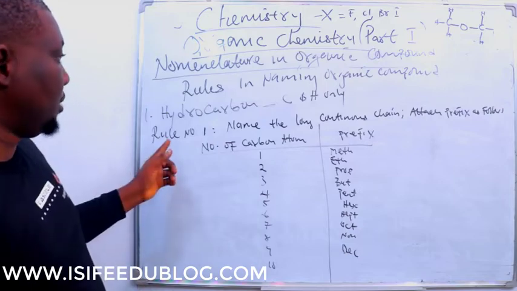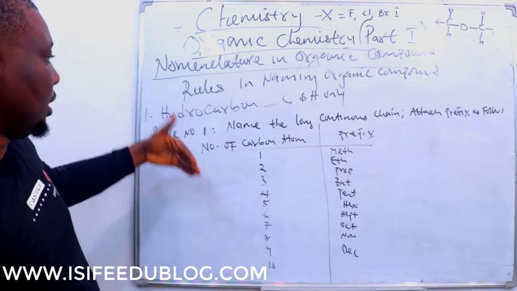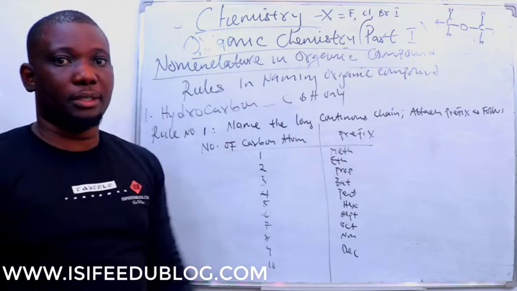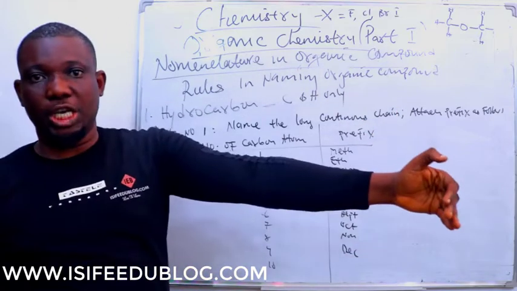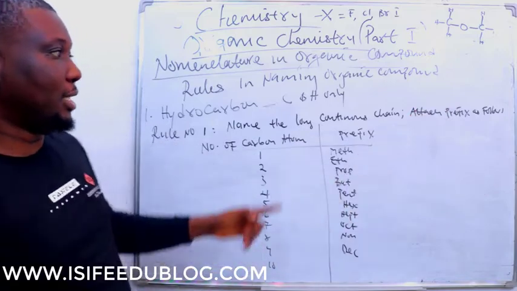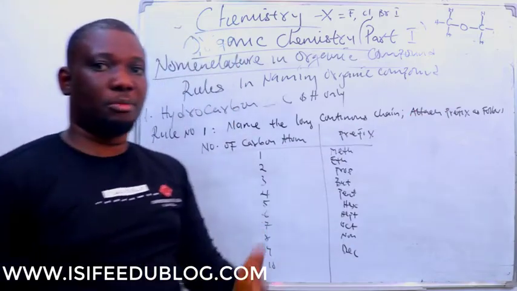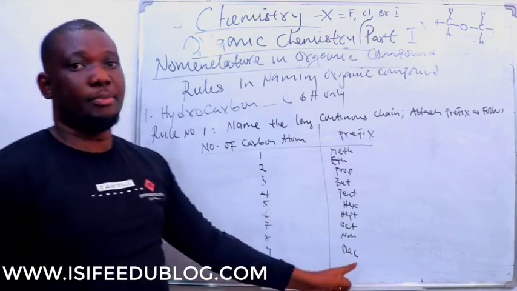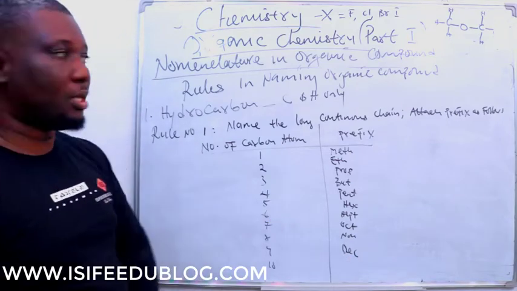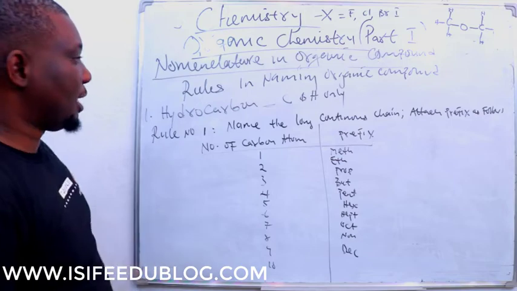So I must make sure that if I am naming an organic compound, basically a hydrocarbon, I will check the longest chain and then attach the prefix based on the number of carbon atoms. If the number of carbon atoms is 1, it should be meth. If it is 10, it should be dec, as the case may be. That is rule number 1.